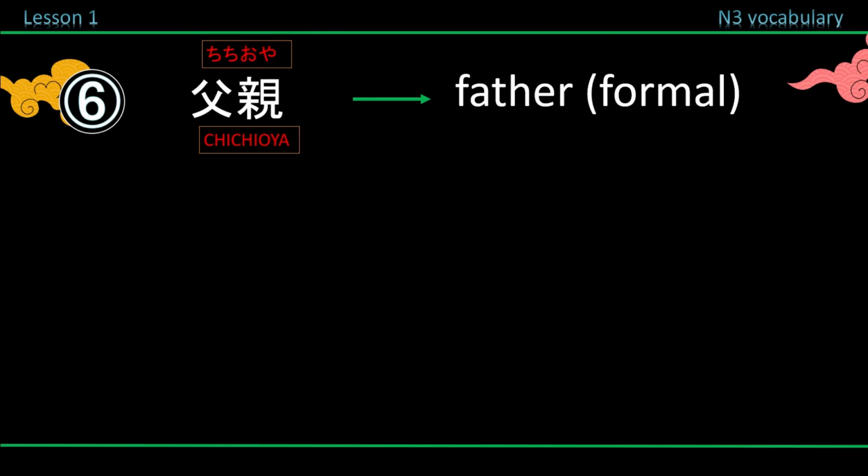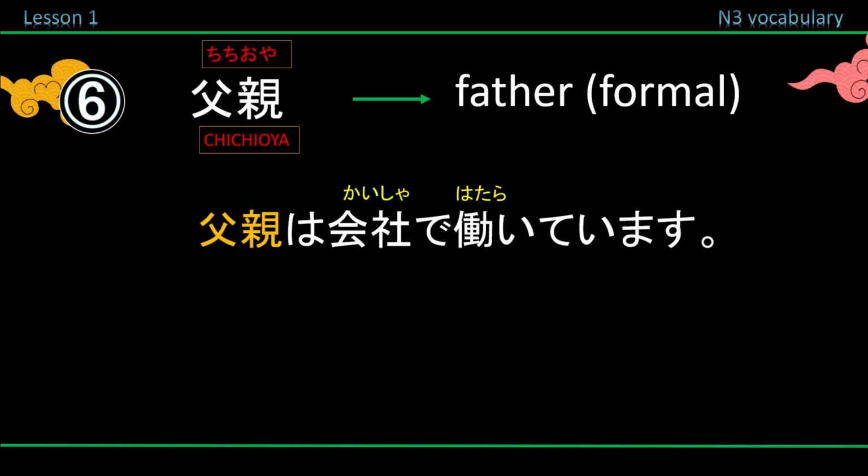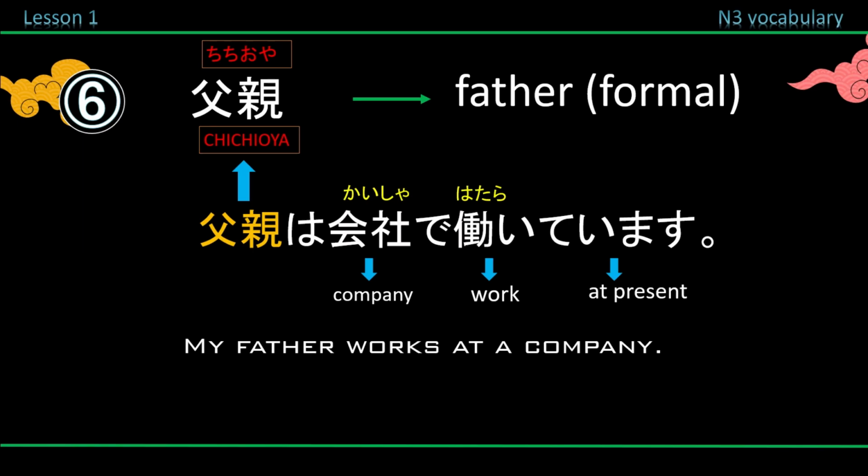Now in the N5 series, you probably learned father as chichi and mother as haha. However, at this level, we start learning more formal expressions. For father, we use 父親. So let's look at an example sentence. 父親は会社で働いています. This means my father works at a company. Here, 会社 simply means company and 働いています simply means working. Notice the sentence ends with the te-form plus imasu. This indicates an ongoing or current state, meaning the person is currently working. This pattern is also very important, so make sure you recognize it.